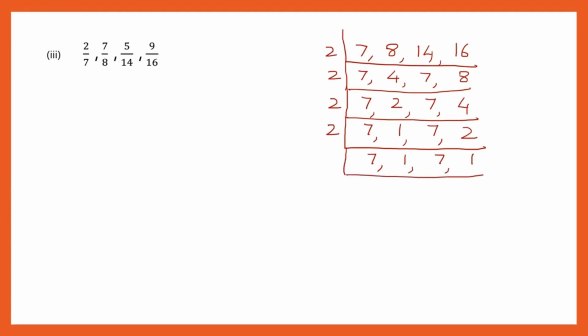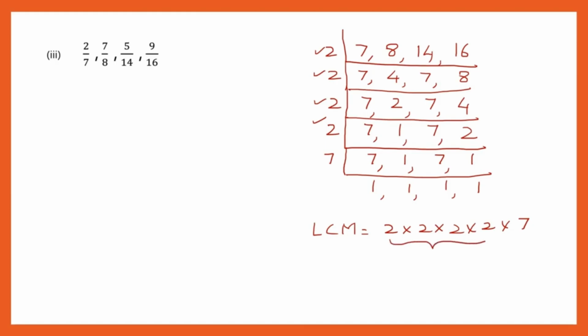Now I can't use 2 anymore. I'm going to divide by 7. 1. 7 1s are 7. 7 1s are 7. I have finished. Okay, so now let me find my LCM. Let me bring down all the 2's. 1, 2, 3, 4. There are 4 2's. Let me write it down. 2 into 2 into 2 into 2 into 7.